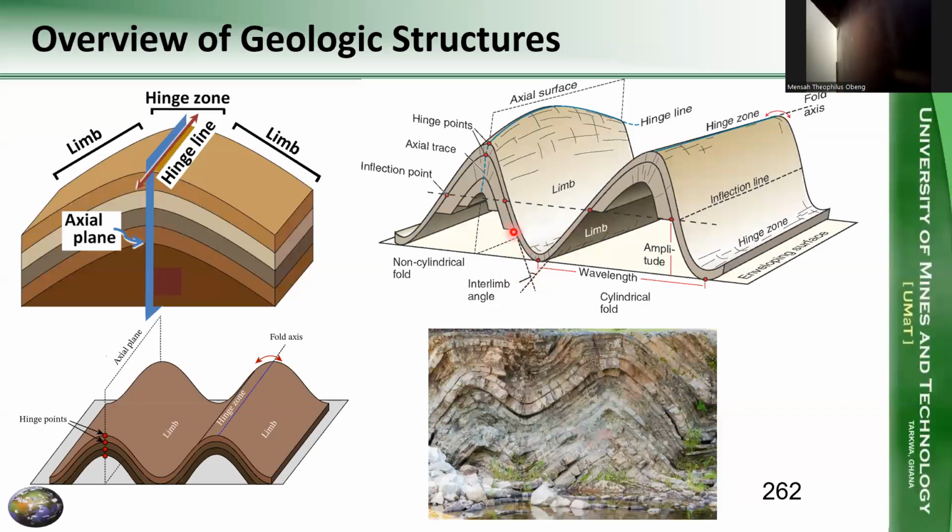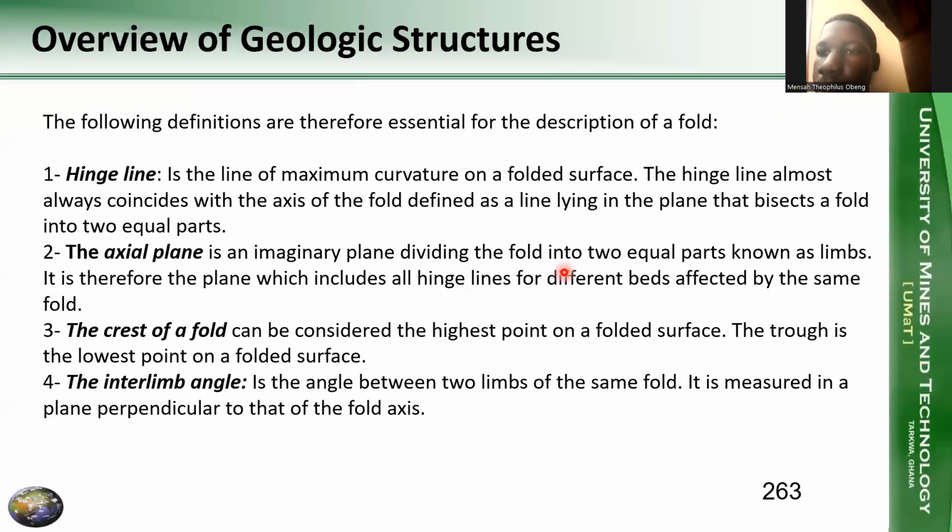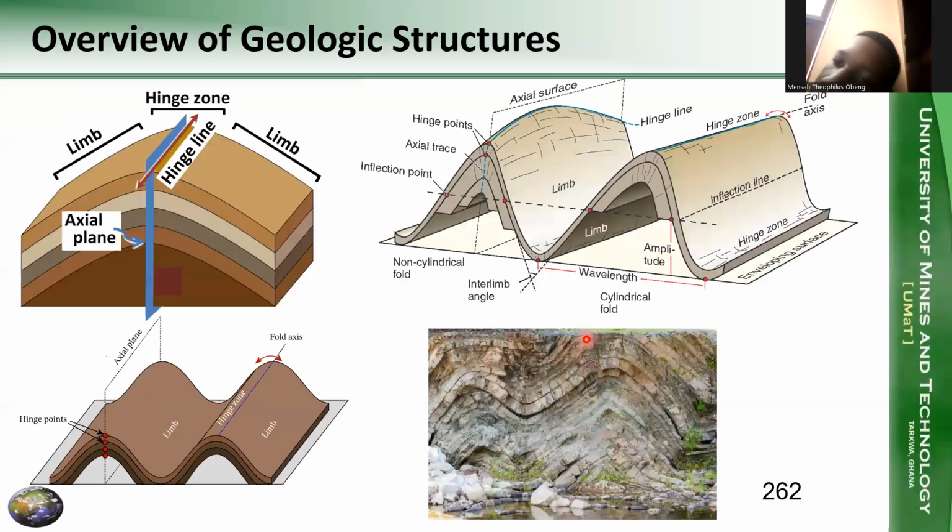This is the angle we are referring to as the interlimb angle. So the interlimb angle is the angle between two limbs of the same fold. It is measured in a plane perpendicular to that of the fold axis. So the angle between the two limbs, this is one limb and one limb. The angle between them is the interlimb angle.